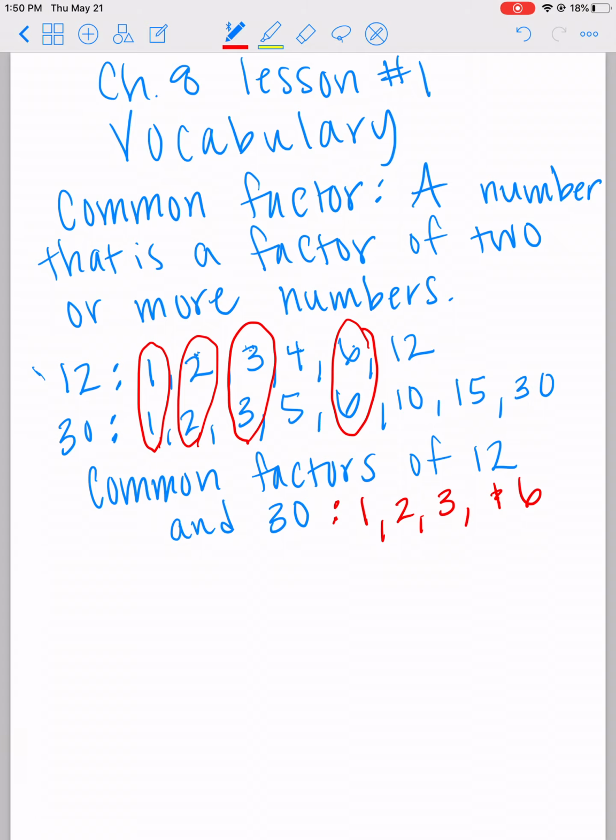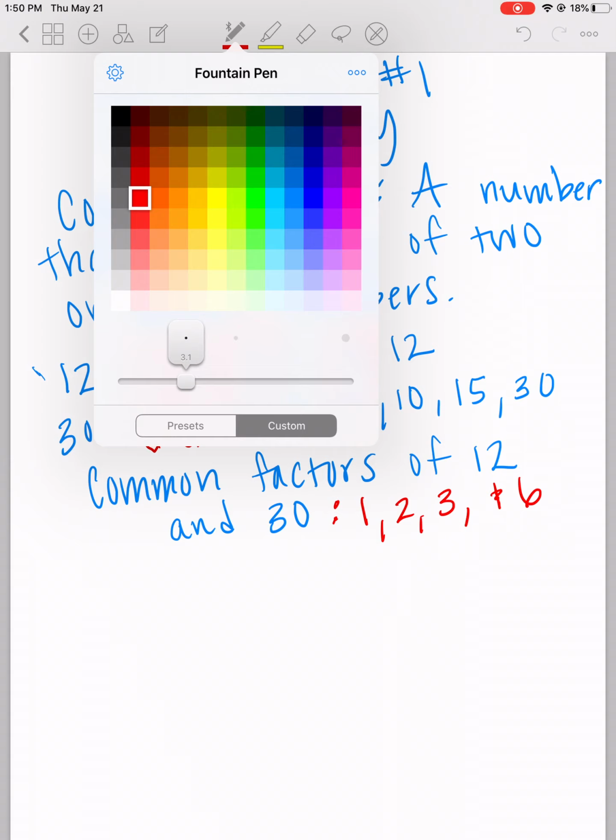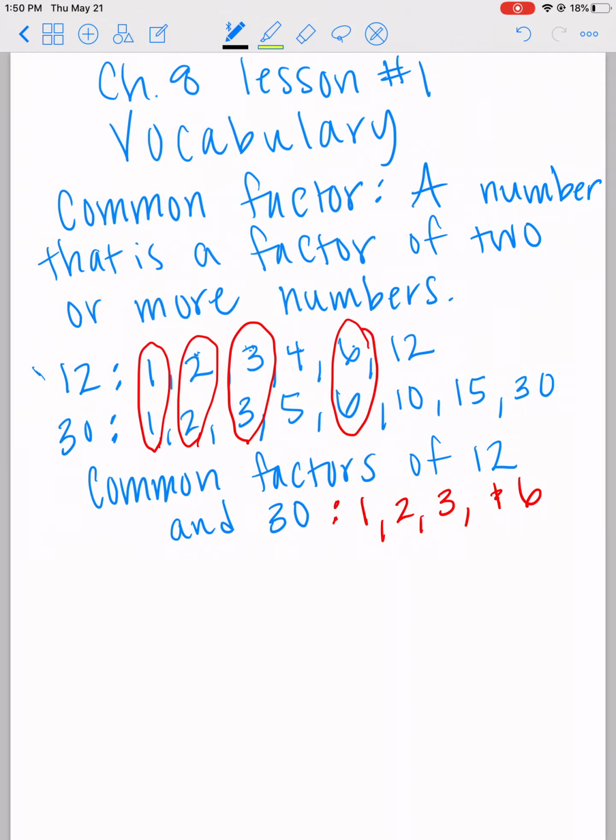Okay, and then our next word is, let me change color here. Our next word, vocabulary word, is common multiple. Common multiple. Let's highlight our vocabulary words. Okay, a common multiple. Let's figure out of 4 and of 6.